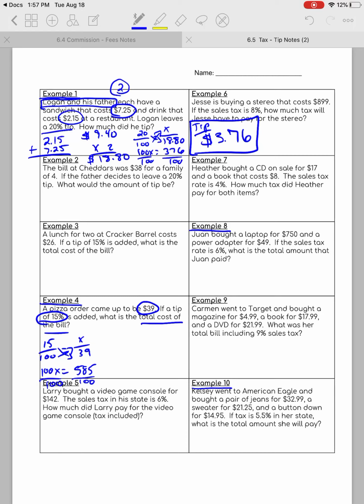585 divided by 100 is going to give you 5.85. So that means the tip is $5.85. The cost is $39. Does that tell us the total? It doesn't, right? We got to add those two up. Add those two together. So 39 plus 5.85.